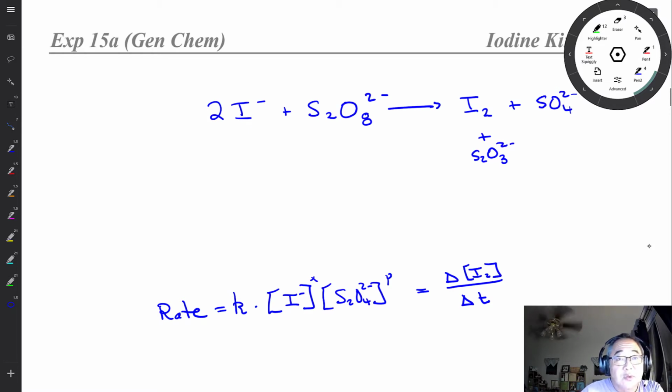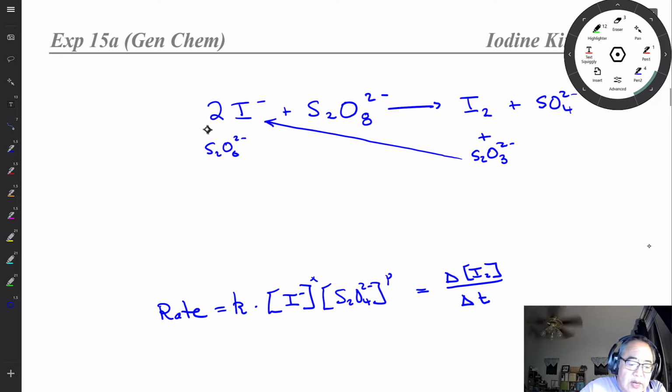So be careful. There's a lot of compounds here with sulfur in them. What'll happen is one of the products of that reaction is just I minus. It makes iodide. And there's another byproduct, S2O6 2 minus. But we're not really looking at this. We're really just concerned about this main reaction on the top.